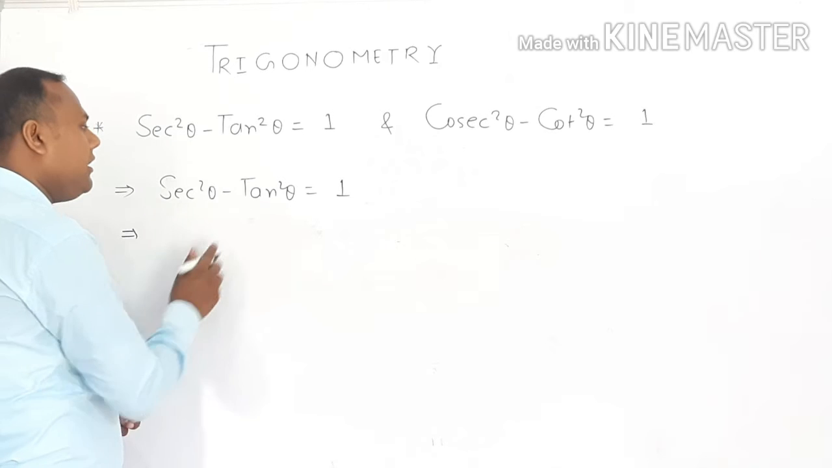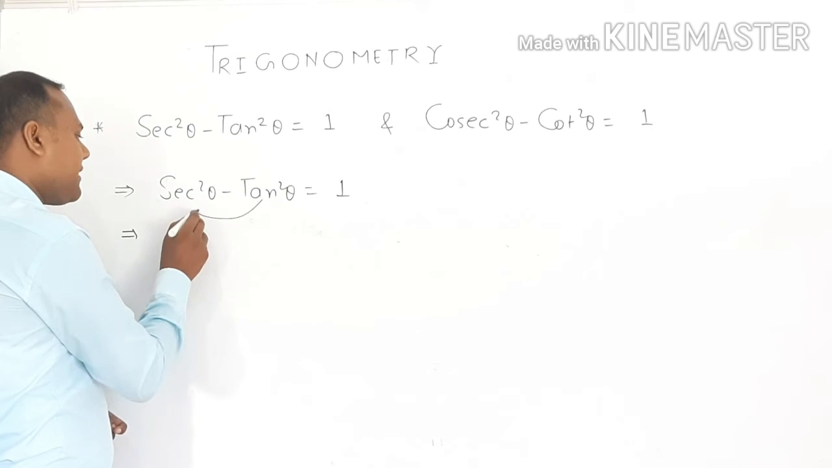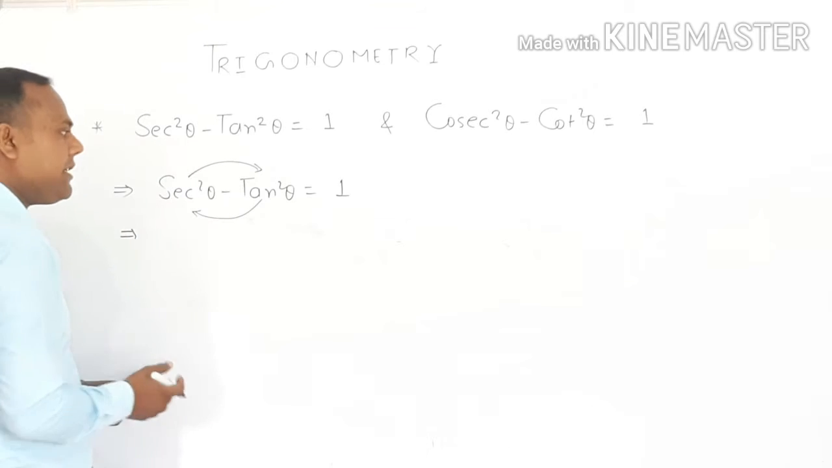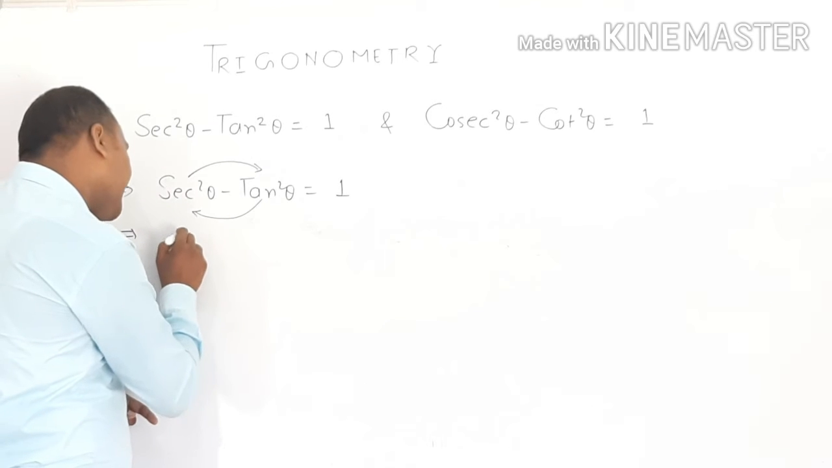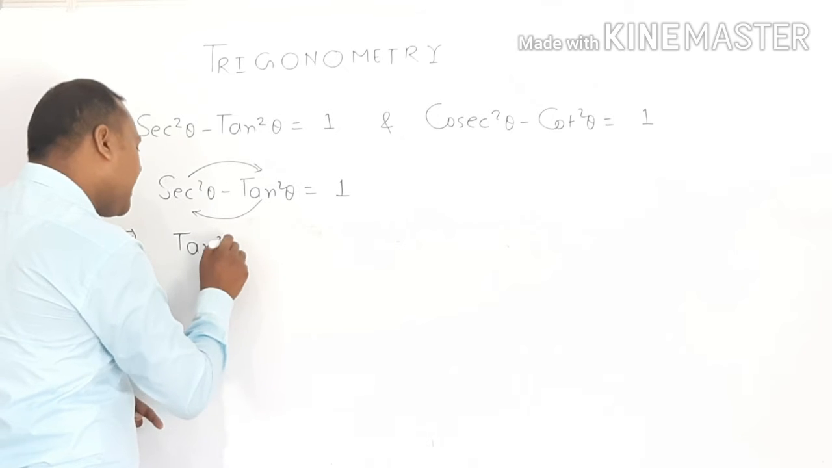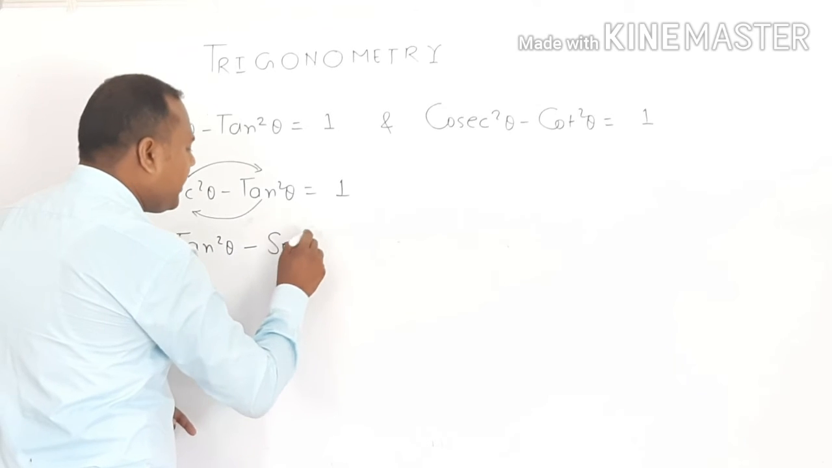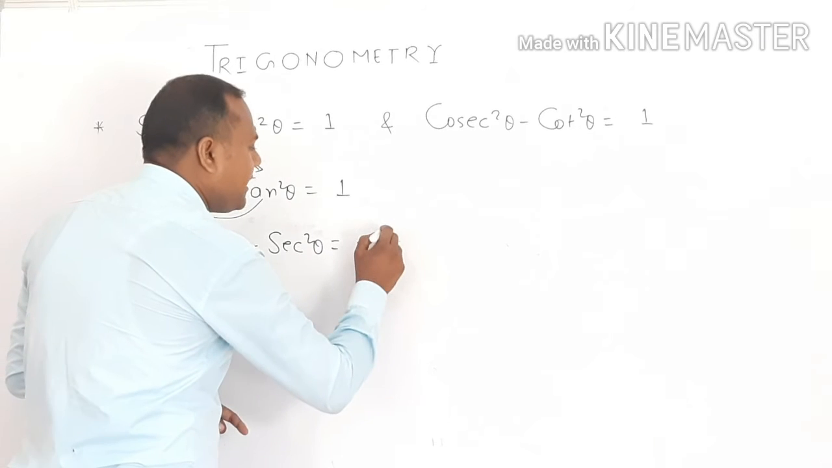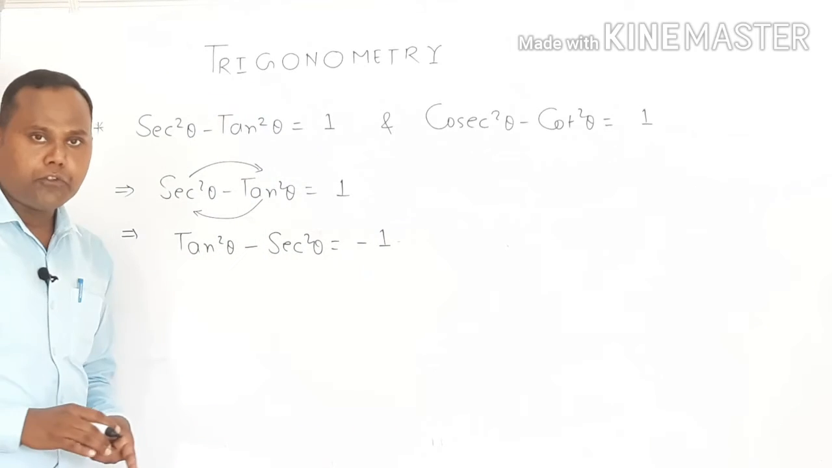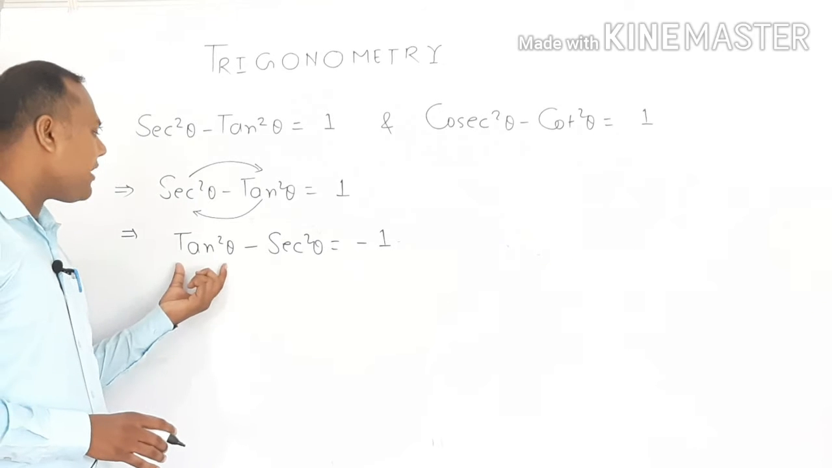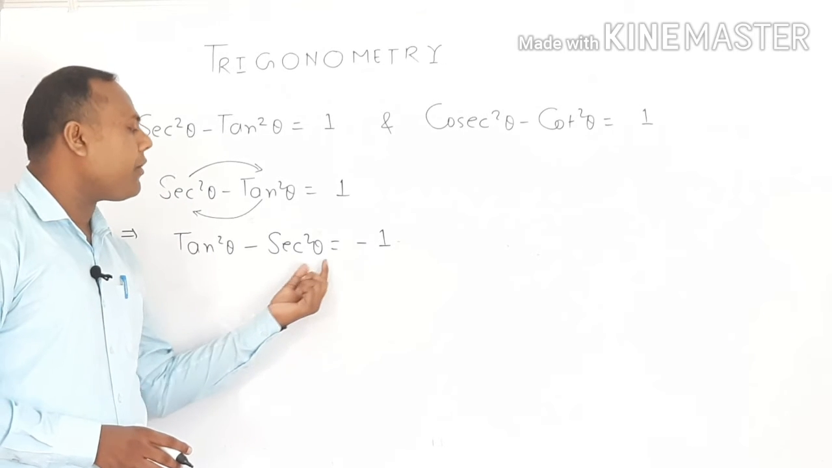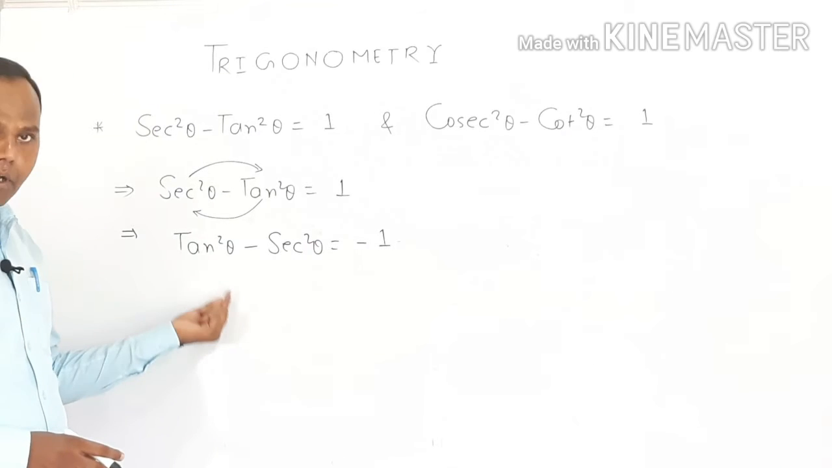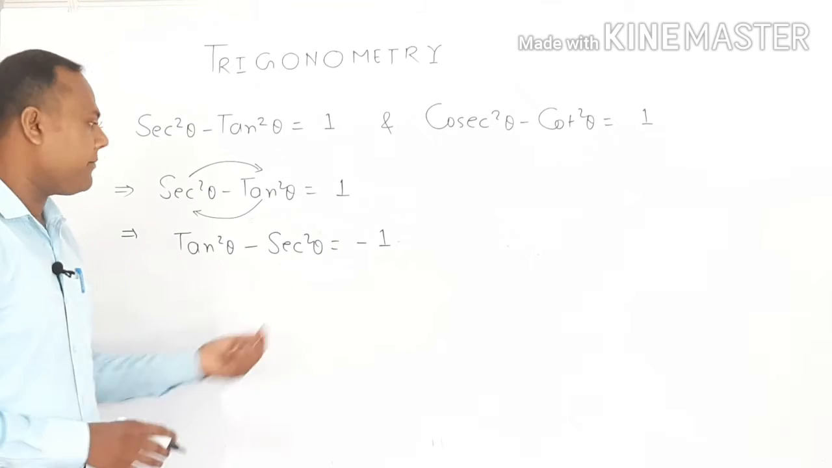If we alter the terms, tan square theta and sec square theta, then how can we manipulate it? If we write it as tan square of theta minus sec square of theta, then we have to put a negative sign here. That means we can also say that tan square of theta minus sec square of theta will be equal to minus of 1. This result is very important for critical type of problems.